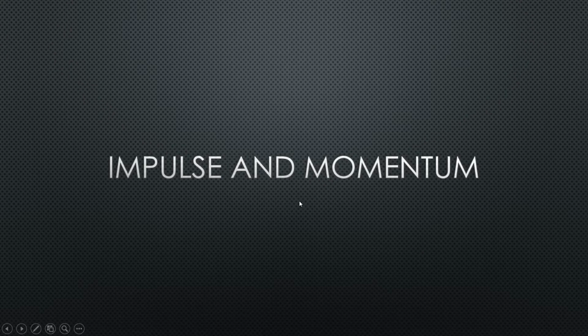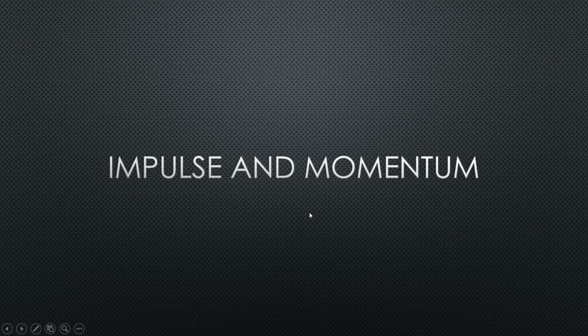So our next lesson is about impulse and momentum. There are many situations in which force acting on an object is not constant but varies with time. To describe how a time-varying force affects the motion of an object, we will introduce two new ideas. These are the impulse of a force and the linear momentum of an object.